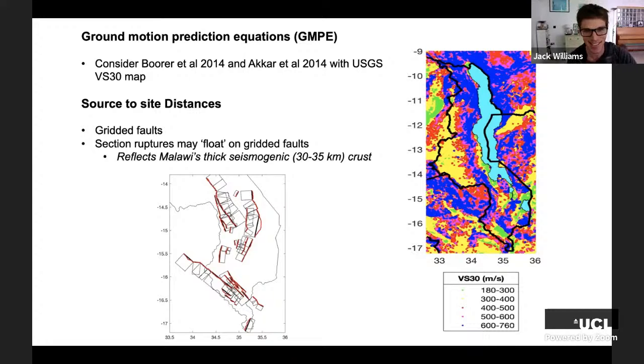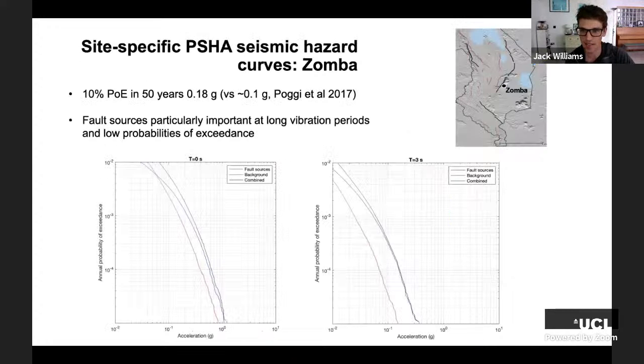So next slide, please. This is some site-specific analysis for Zomba. This is a city on the edge of a rift, with about 100,000 people. The headline values are that our approach has estimated a higher 10% in 50-year PGA, about 0.18 g, compared to what's been done before from the GEM model for Malawi.